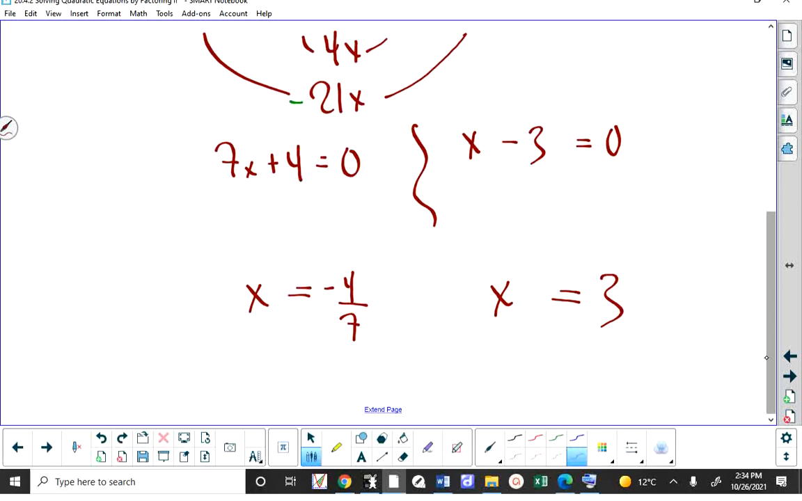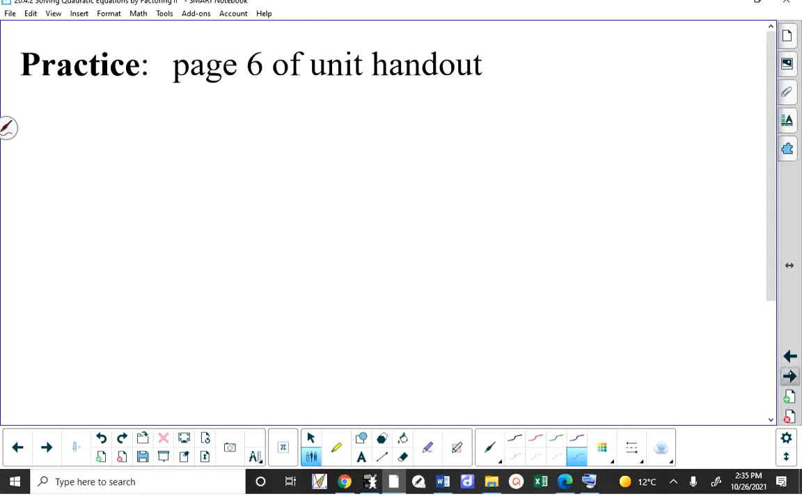So always look for a greatest common factor. The practice problem set is on page 6. I don't know the exact structure here. It doesn't matter. I suspect the first half of the problems probably don't have a greatest common factor, and then maybe you get down to around 21 or 22, and then you start to see a greatest common factor. But you always want to check for one anyway.